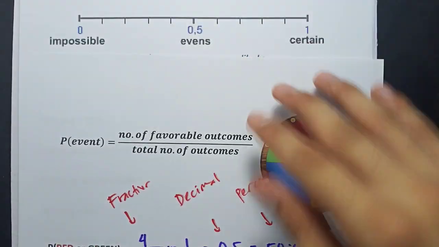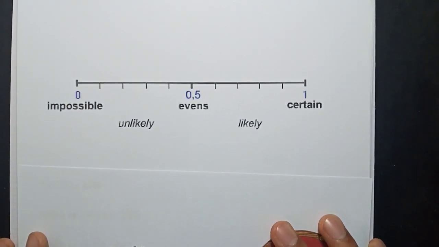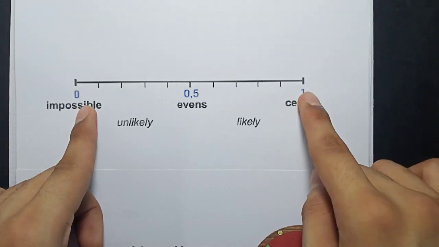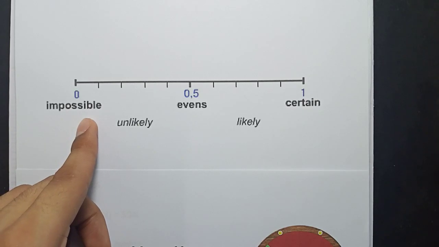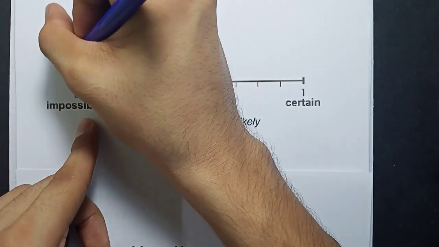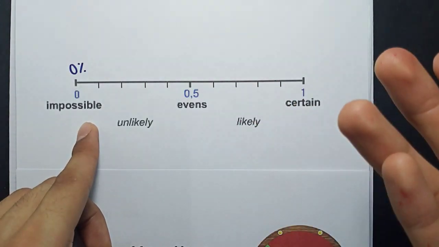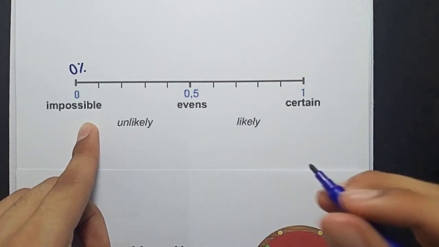Here, I have the probability scale. Ito. Now, the probability scale ranges from 0 to 1. 0 means impossible. So, kapag nakuha ka ng 0%, pag 0% yung nakuha mong chance, meaning impossible ka manalo. So, instead of saying you have 0% chance of winning, you can say na it is impossible to win. Parang ganun lang tong probability scale. Way of translating probability into words.